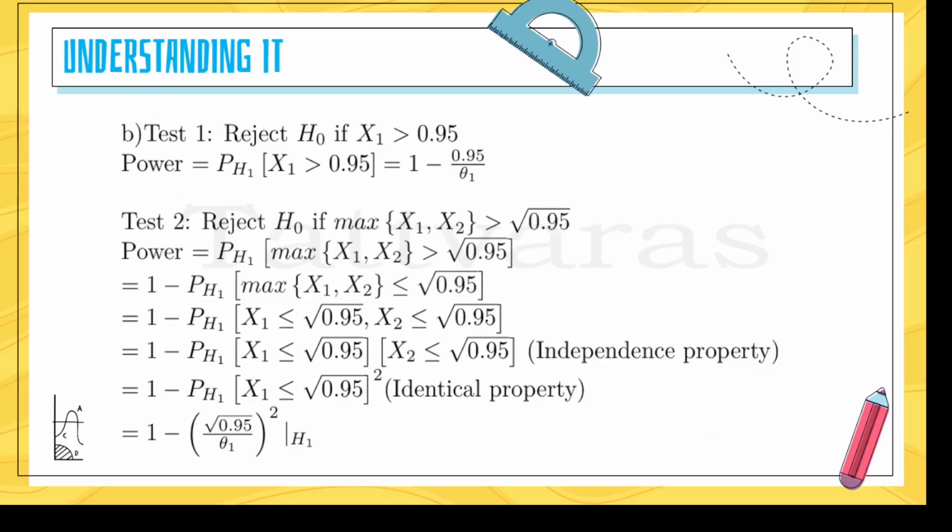Now for part B, we have to find the power for each of the tests. For test 1, we get the power using just the CDF formula. For the second test, we use the same technique as in the first part. Now, instead of κ, we write the square root of 0.95. Thus we get 1 minus (√0.95/θ1) whole squared under H1, as θ equals θ1 under H1.